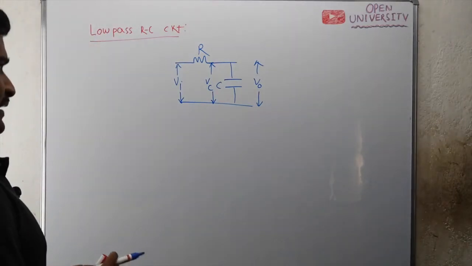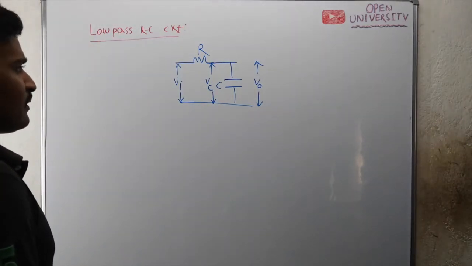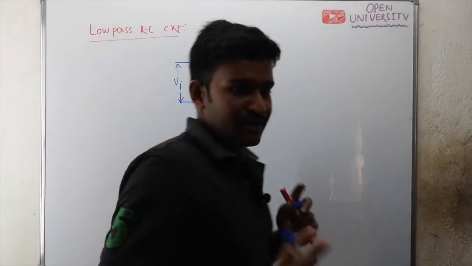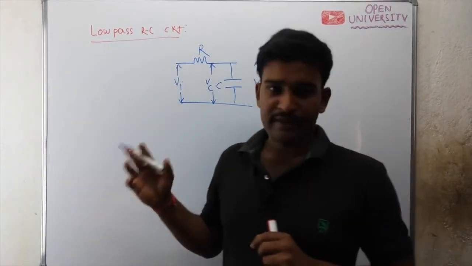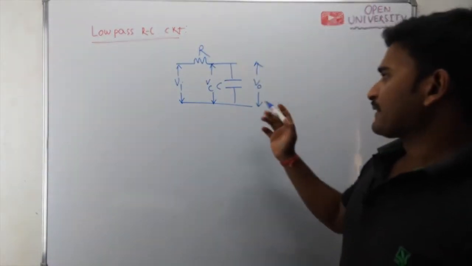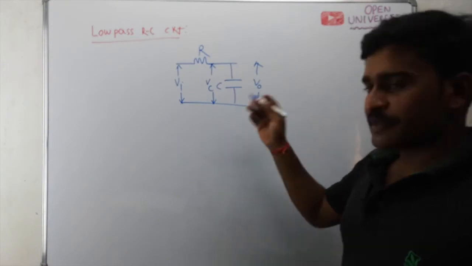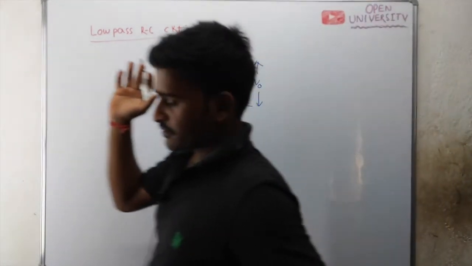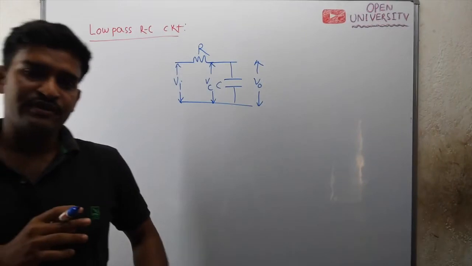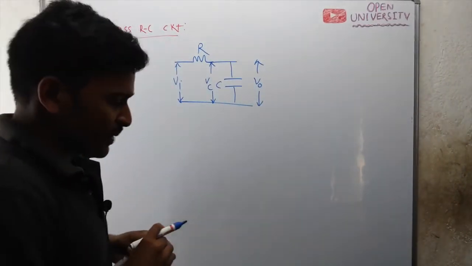Then I derived why it is called a low pass RC circuit, because it passes low frequencies and rejects high frequencies. That's why this circuit is called a low pass RC circuit.